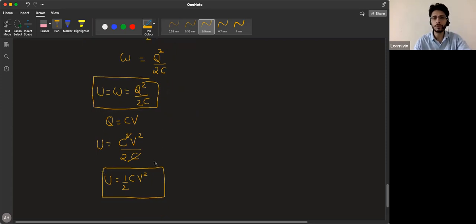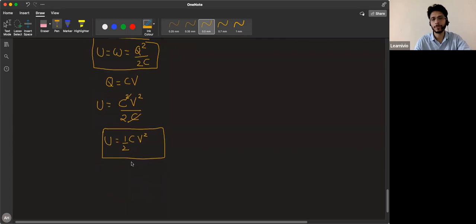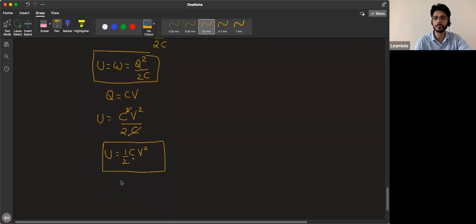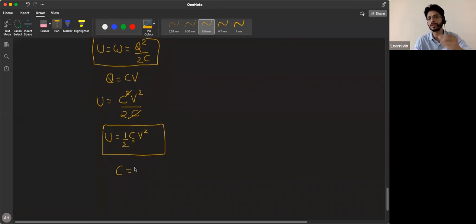Now, after this, you can do one more thing: you can remove C also. What's the expression of C? I want to remove C in terms of Q and V. What will be the expression of C? C is equal to Q by V. So we can substitute this Q by V here.